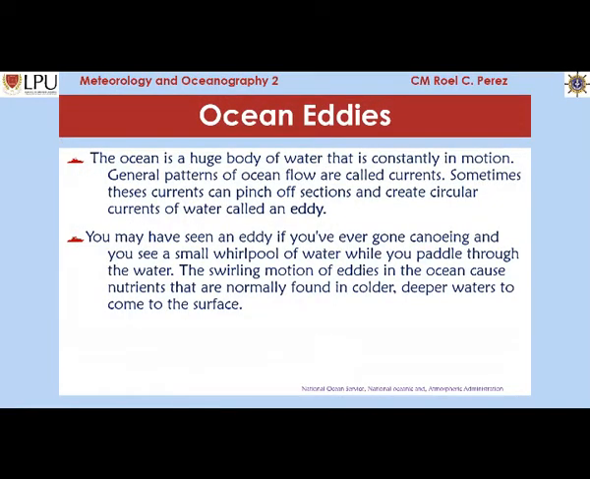Okay, the ocean is a huge body of water that is constantly in motion. General pattern of ocean flow are called currents. Sometimes these currents can pinch off section and create circular currents of water called an eddy. So it is a circular current, the eddy. No? So maybe you have seen also this one. Sometimes you can see in the river also some swirling of the water. So that is also an eddy.